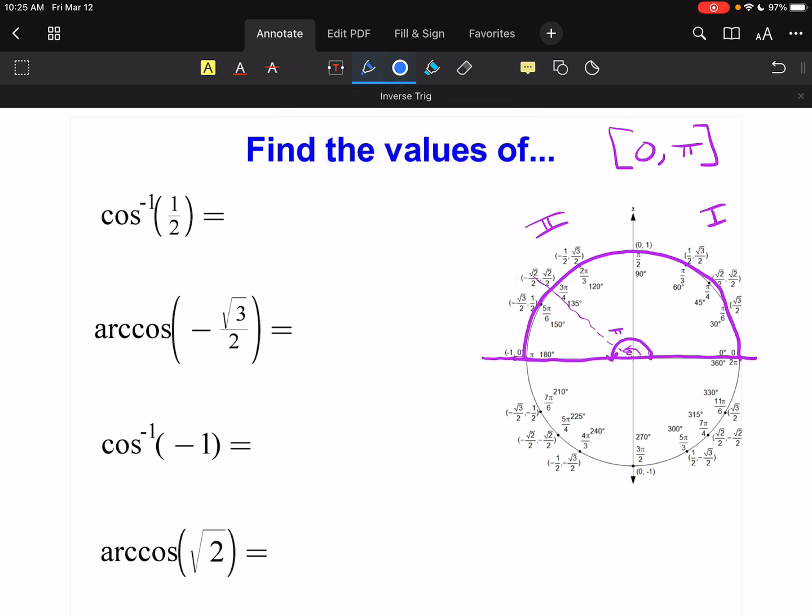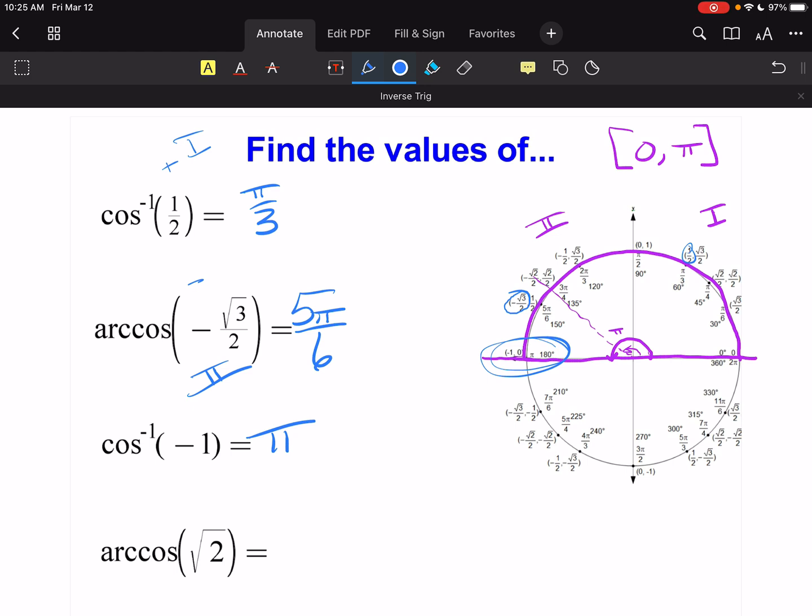So looking at this, I want to check my sine. It's positive, so that means I'm in quadrant 1. Cosine of 1/2 would give me pi over 3 radians. Negative square root of 3 over 2 happens right here, 5 pi over 6. Negative, sorry, and that means it's in quadrant 2. -1 is that quadrantal angle, right here. And again, because of the closed brackets, I'm allowed to have pi as an answer.